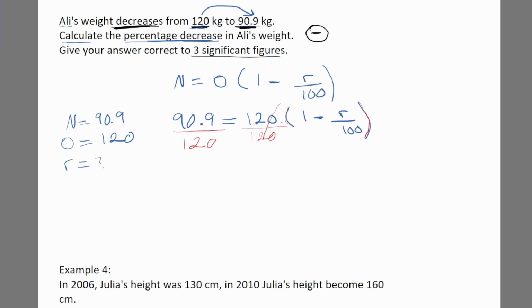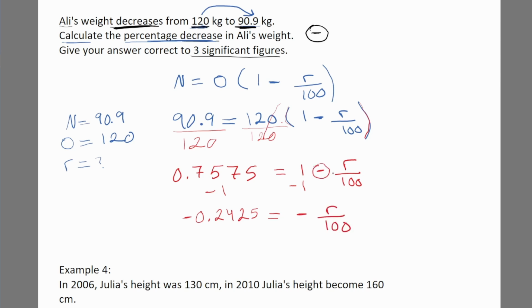Now, on the left, you simply plug on your calculator 90.9 divided by 120. 0.7575. Or write it as a fraction, but this needs to stay accurate. Now, since we've divided by 120, there is no longer anything multiplied by this bracket, so there's no need for the bracket. So we just write down 1 minus r over 100. Okay. Now, again, there's also multiple ways to do this. For example, let's subtract 1. Minus 1. Minus 1. And we will get, on the left-hand side, negative 0.2425. And on the right, we will get negative r over 100. Be careful. Don't lose the negative over here. This sticks with the r.